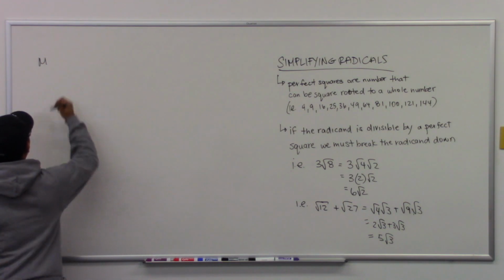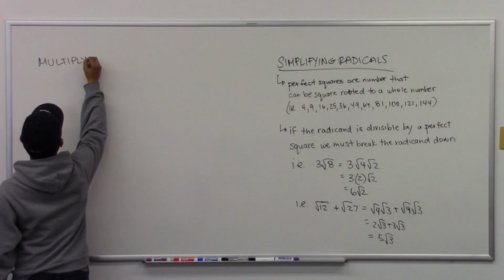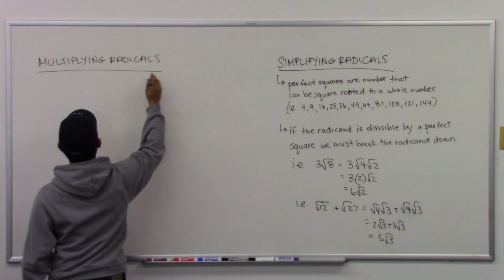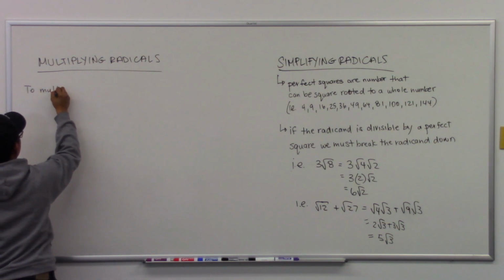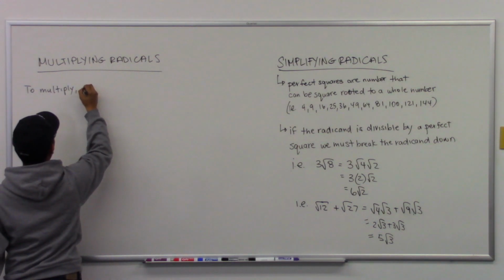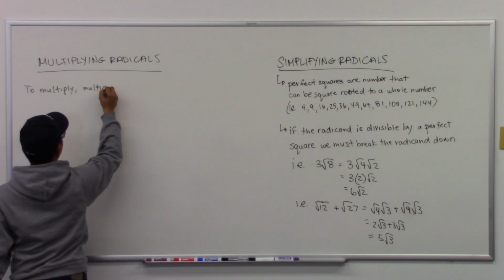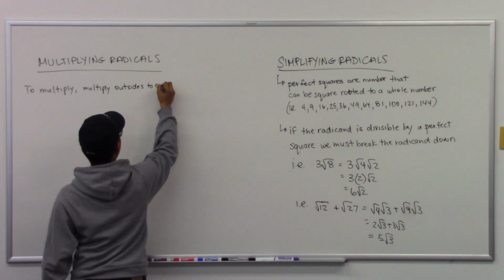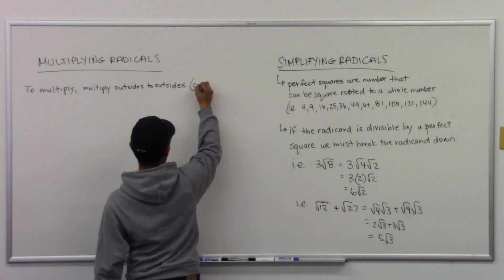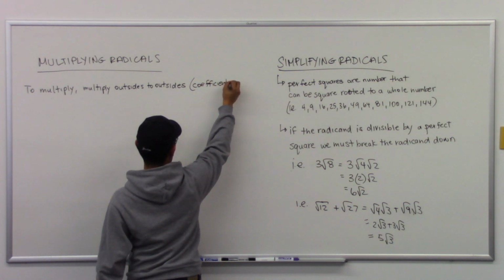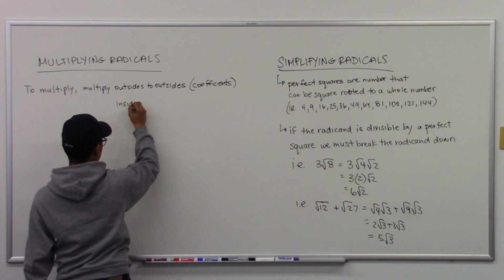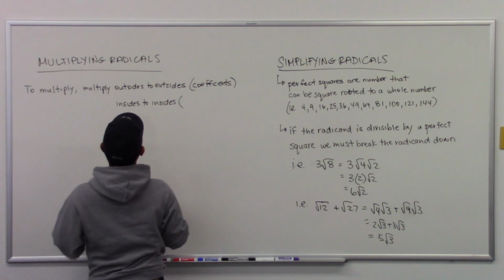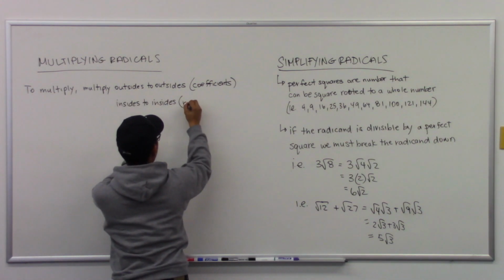Multiply. To multiply, outsides to outsides, which means coefficients, and insides to insides. So for insides to insides, that means the radicand.